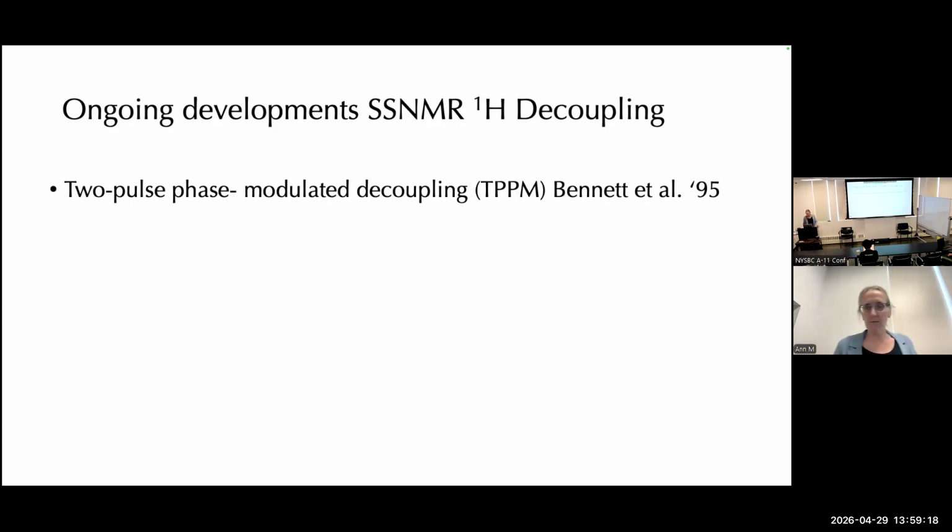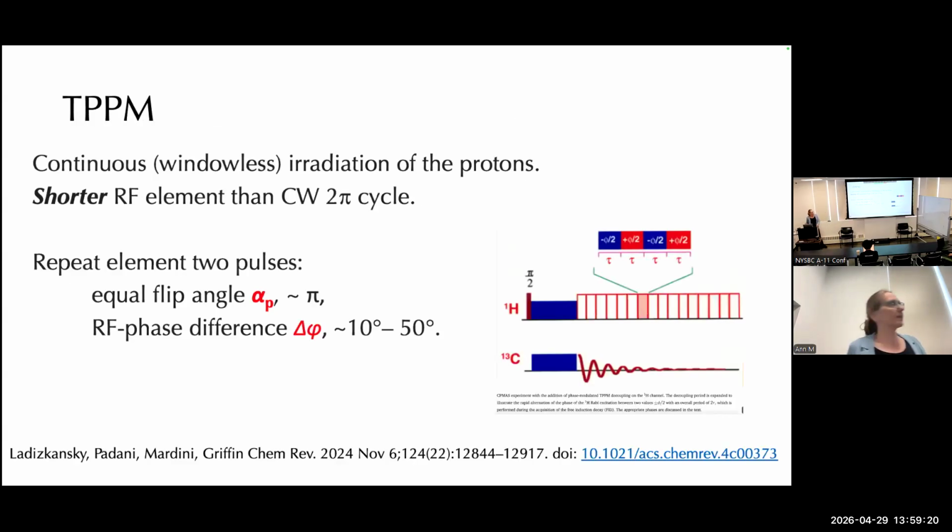Two pulse phase modulated. So what is it? Continuous, windowless irradiation of the protons, for putting it on the proton channel while you're going to detect carbon, with a shorter RF element than the full 2 pi cycle. You're going to repeat this element that has two pulses. The two pulses have roughly equal flip angle, so each of the pulses is about a pi pulse. What's the difference between the two pulses? Well, it's the phase. How different is the phase? That's the weird thing. It depends.